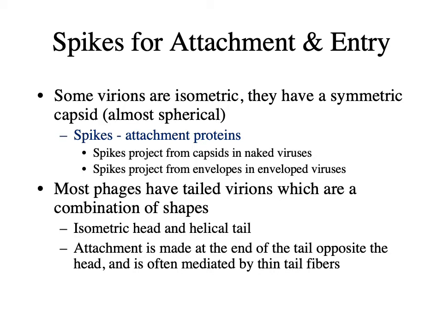Most bacteriophages have these tailed virions that you saw in a previous picture. Remember, a bacteriophage is a combination of shapes. It can have that isometrical head, that polyhedral faceted type of capsid at the top, and then it can have that hollow helical tube for a tail. When you consider the bacteriophage, its attachment is made at the end of that tail using its spikes, and it's also often mediated by those thin tail fibers that project out the bottom.